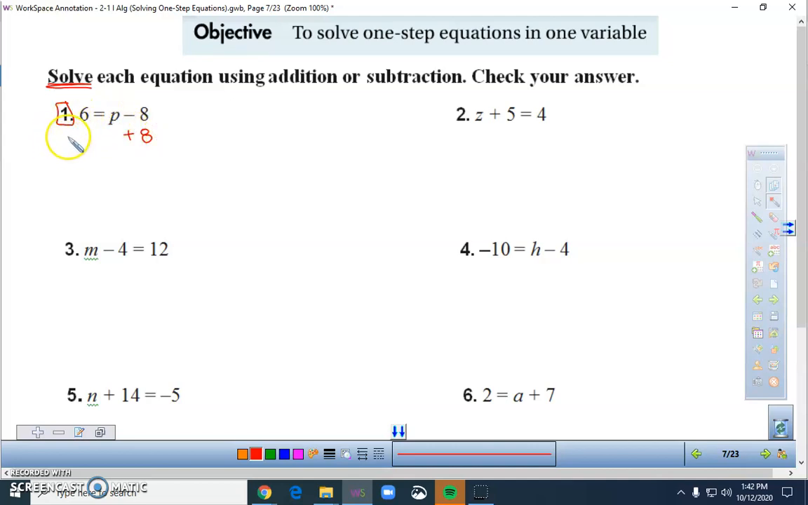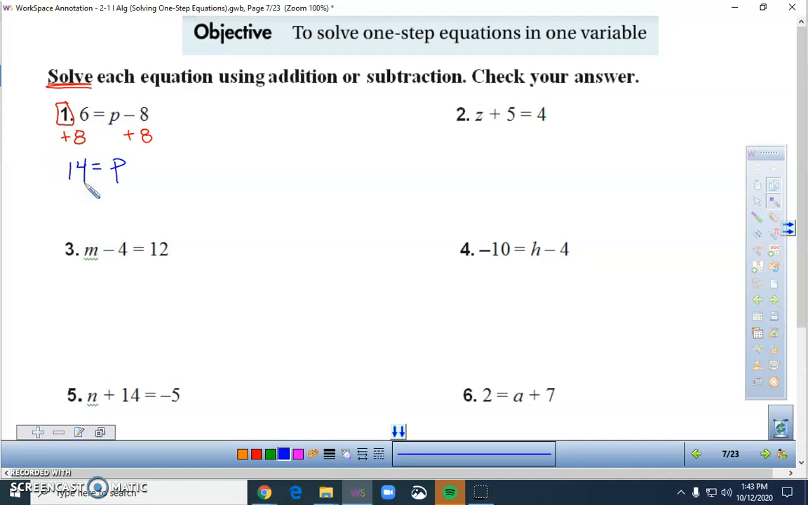And then I have to balance that on the other side of the equals to make it equivalent. So I added 8 on both sides. Therefore, I've isolated p. P is all by itself. And over here, if I do the math, I end up with p equal to 14.